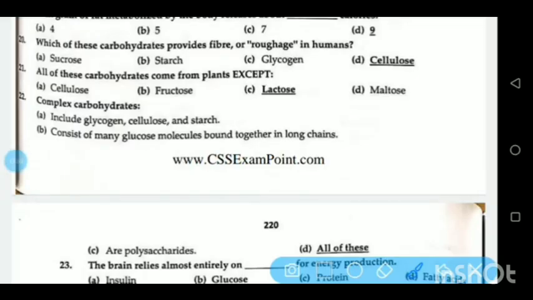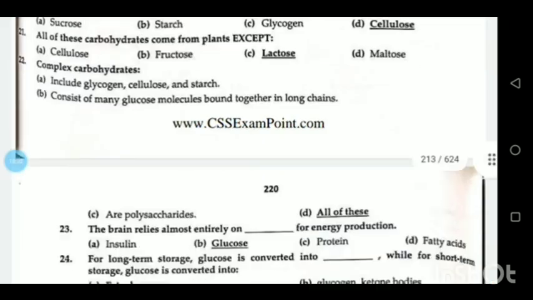Which of these carbohydrates provide fiber or roughage in humans? Cellulose. All of these carbohydrates come from plants except lactose. Complex carbohydrates. All of these is the correct answer. Complex carbohydrates include glycogen, cellulose, and starch, consist of many glucose molecules bound together in long chains, and complex carbohydrates are polysaccharides.